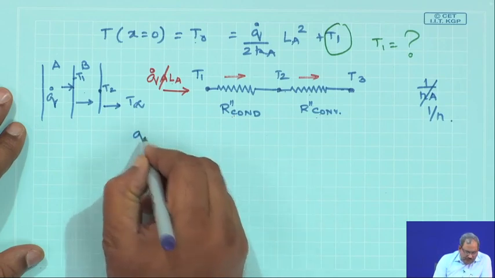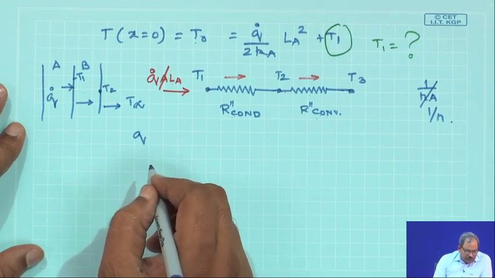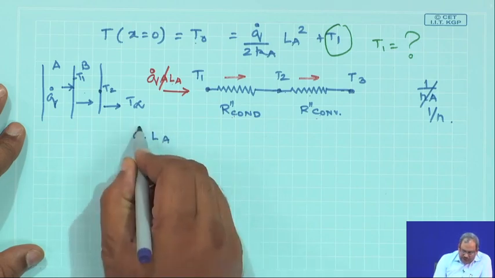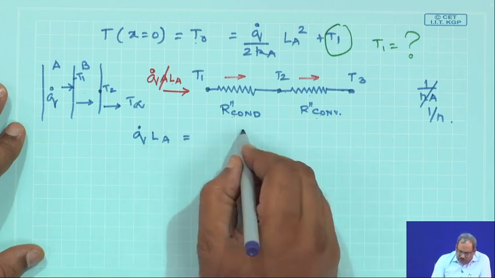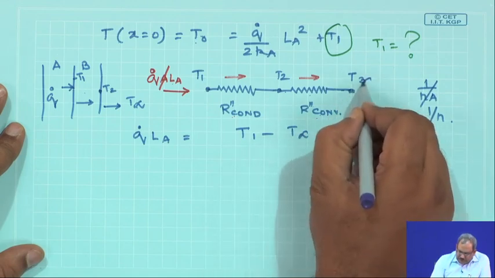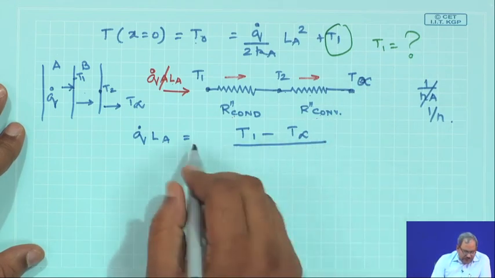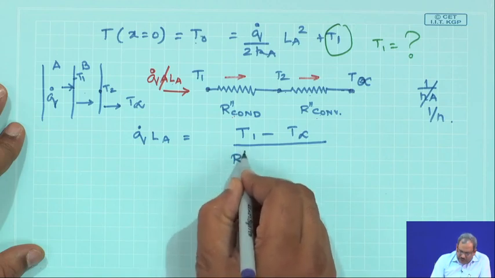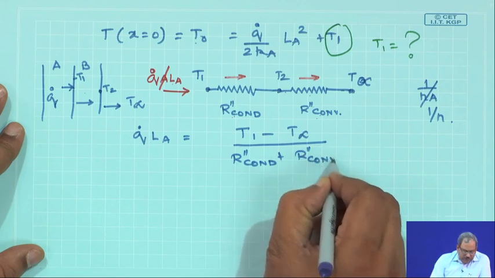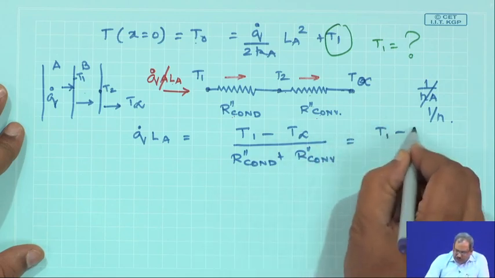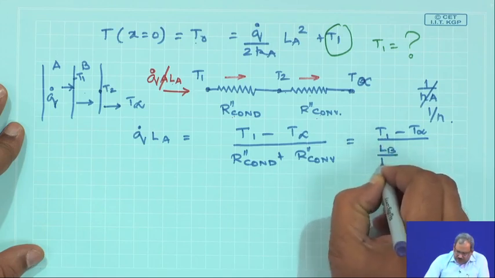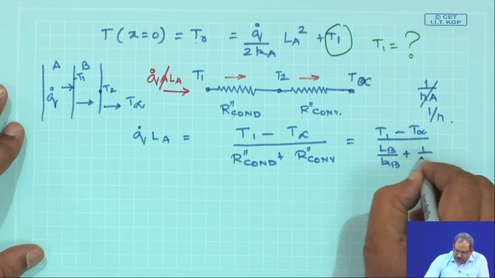So, this heat which flows through is Q dot times LA, which is equal to the potential difference, sorry, this is T infinity: T1 minus T infinity divided by the sum of all resistances, which is R double prime conduction plus R double prime convection. So, this is (T1 minus T infinity) divided by (LB/KB plus 1/h).